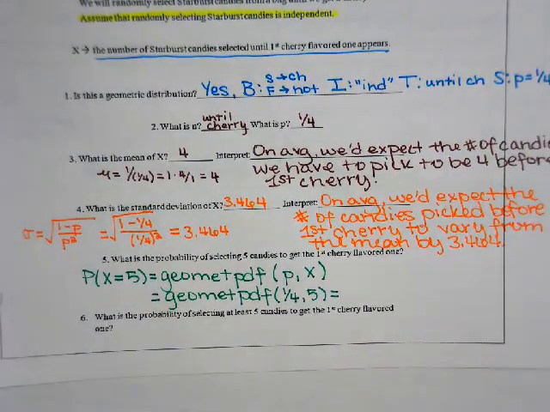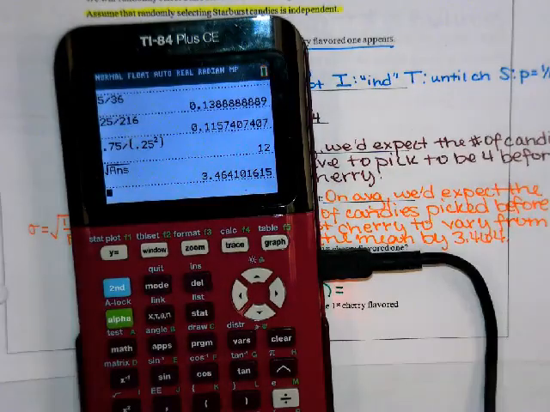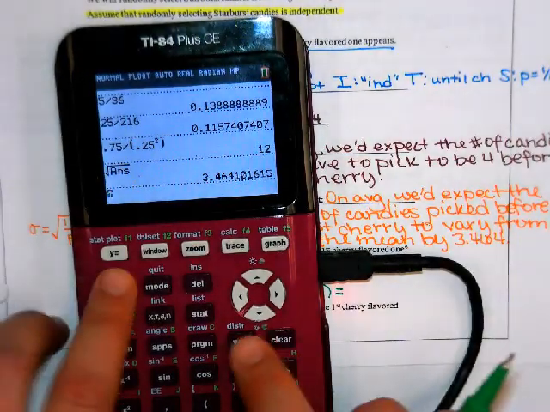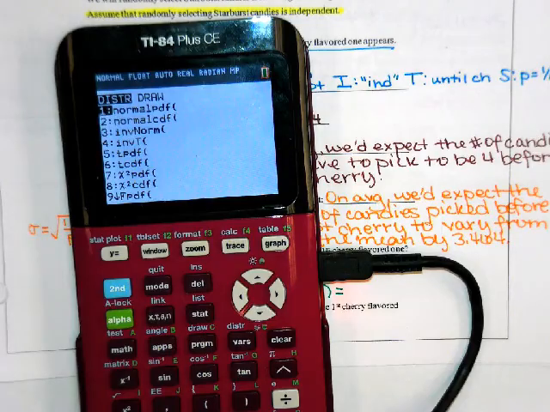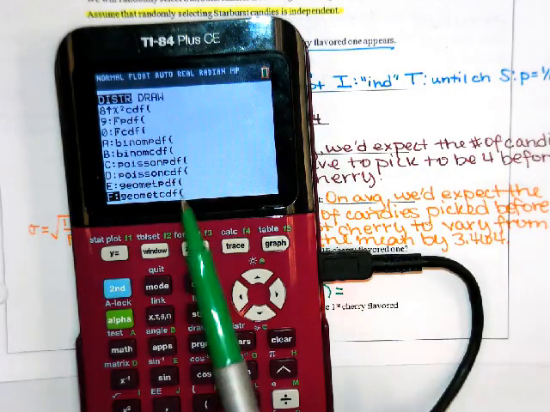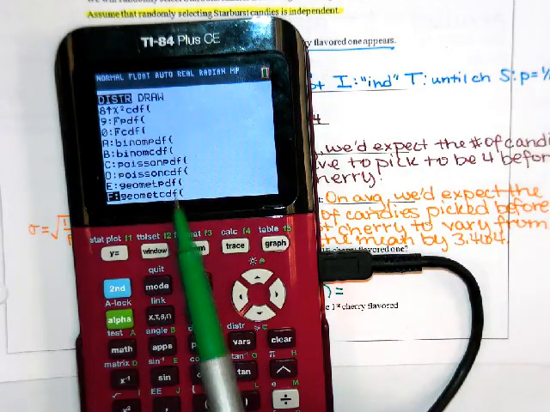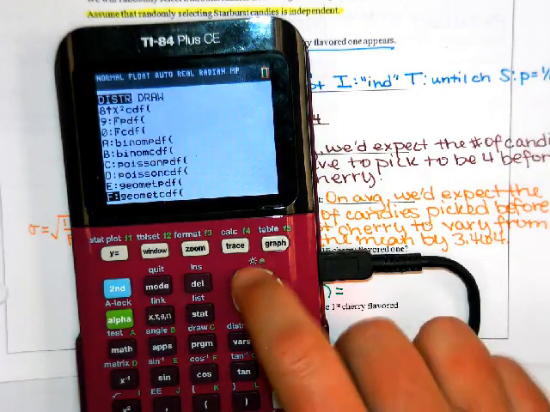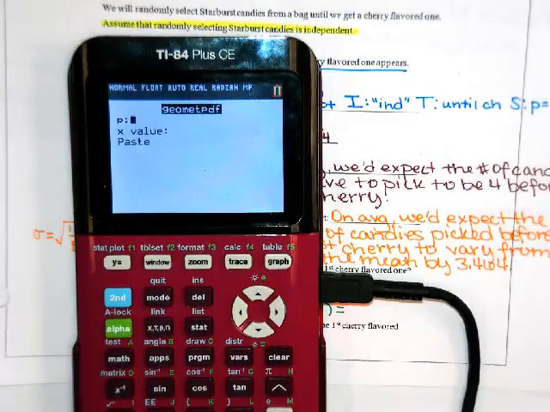Alright, geometPDF, yes I am charging my calculator. GeometPDF is in the same place as normal PDF, CDF, binomial PDF, CDF, all that jazz. This one definitely is easier if you go up instead of down. So the last two are geometPDF and geometCDF. We want PDF. And then my calculator asks for P, so 0.25, and X is 5. And I get 0.0791.